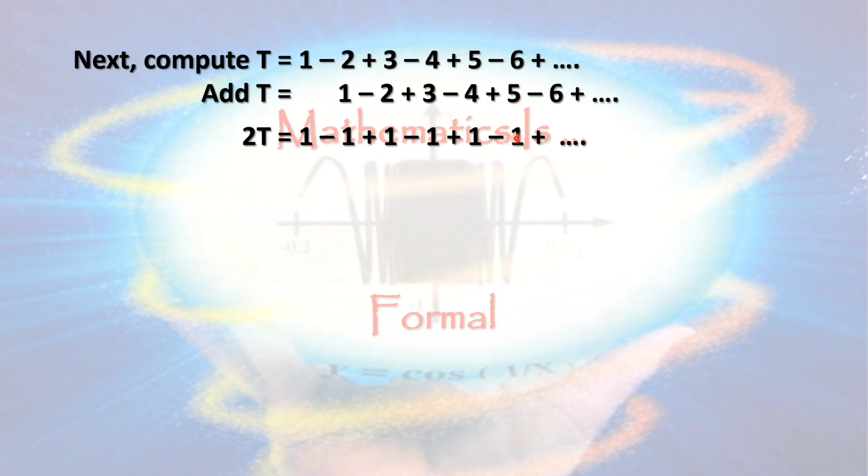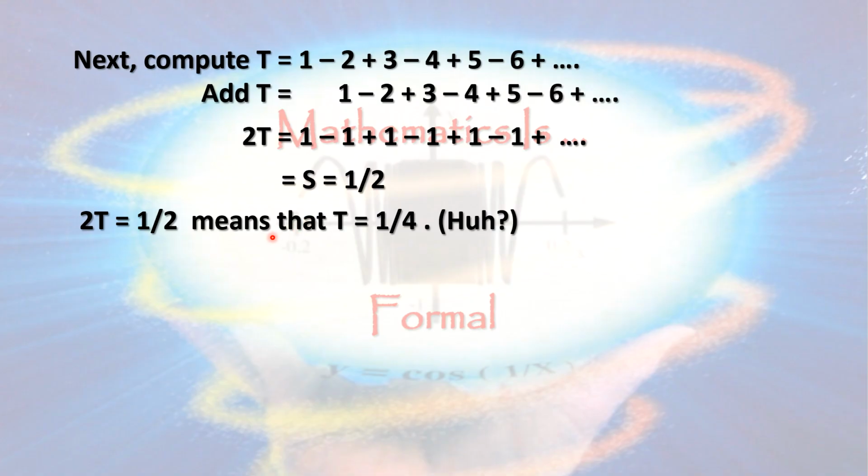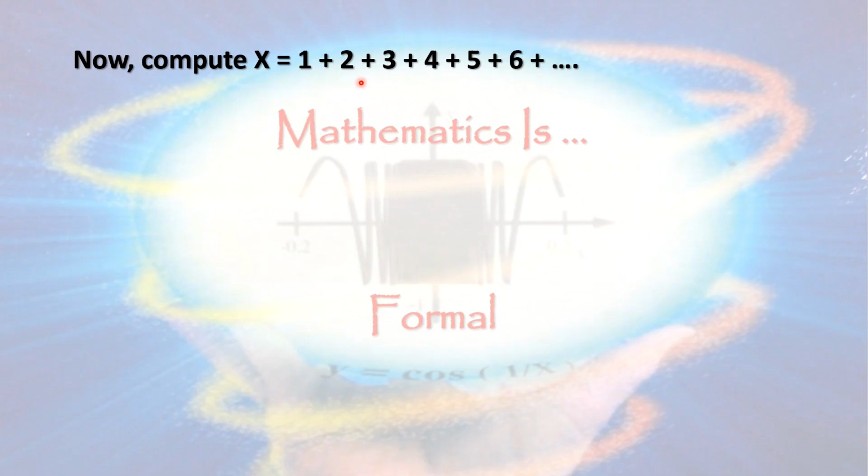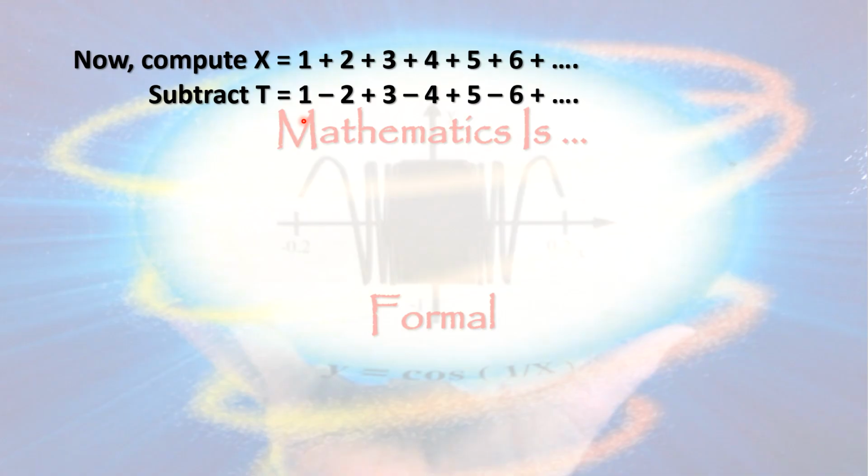Well, that's what we called S, and we decided that was equal to 1/2. Now, if 2T equals 1/2, T equals 1/4. I'm not sure why this one makes any sense. But let's plow ahead formally and look at X, 1 plus 2 plus 3 plus 4 plus 5, and so on. So subtract T from both sides. We'll just write it as X on the left and then subtract 1 minus 2 plus 3 and so on on the right. Got X minus T on the left.